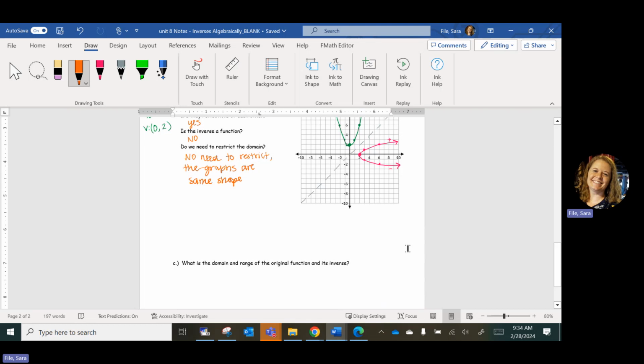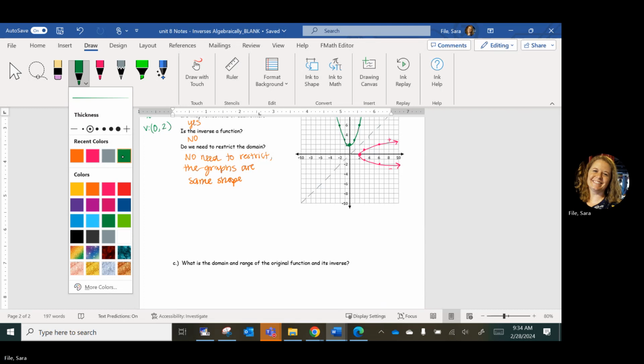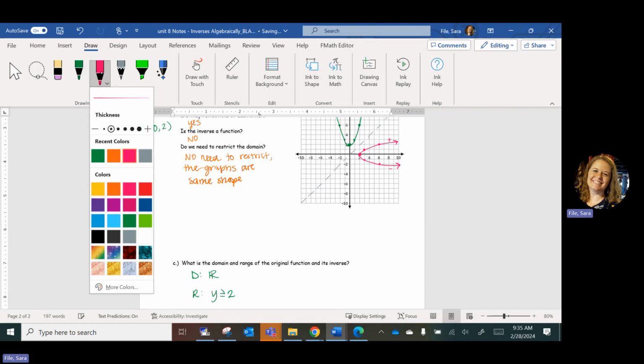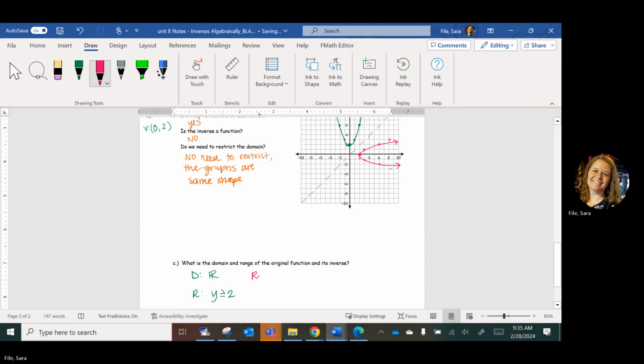And then again, they're asking for the domain and range. So for the original, not the parent function, excuse me, but the original quadratic function, the domain was all real numbers. Range, the lowest that goes is 2. So everything greater than or equal to 2. And then on the inverse, your domain and range should switch. So you can see on that one, oh, I should put domain. My domain goes from 2 to infinity. So x is everything greater than or equal to 2.